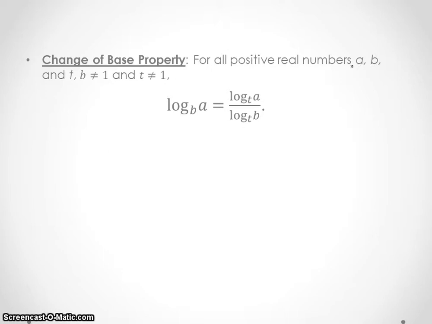It says for all positive real numbers a, b, and t, with b not being 1 and t not being 1, log base b of a equals log base t of a over log base t of b. And these t's, you can design this as such to be base 10. They just have to be the same number. So since we can put base 10s in our calculator, it would make the most sense to use base 10s there. So for example, let's just give you a for instance here.